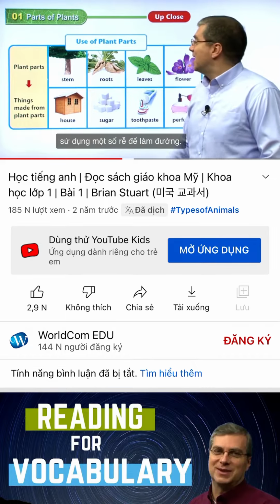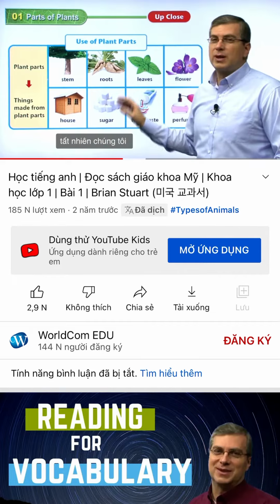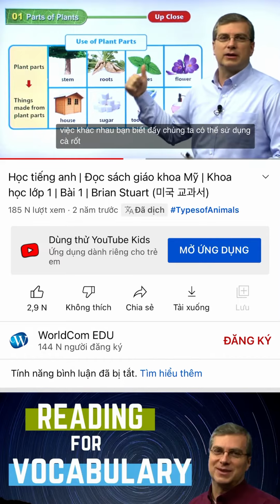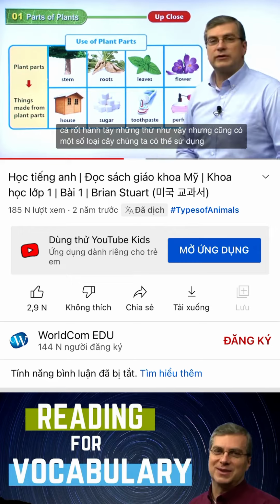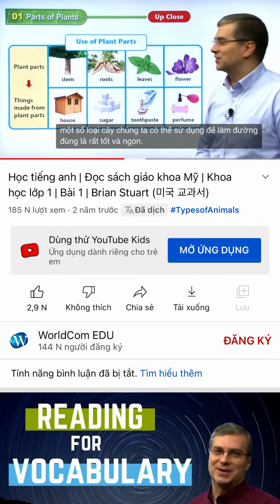Did you know that we use some roots to make sugar? That's good, right? So some plants that we use the roots of, well, of course we eat roots. We use roots for a lot of different things. You know, we could use carrots, onions, things like that. But also some plants we can use to make sugar, right? That's really good and delicious.